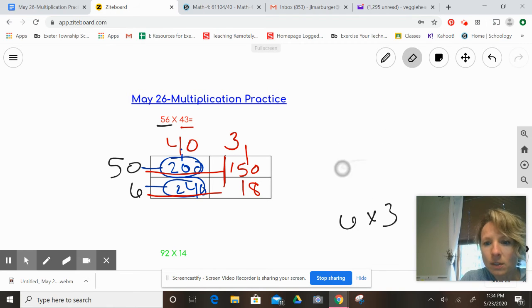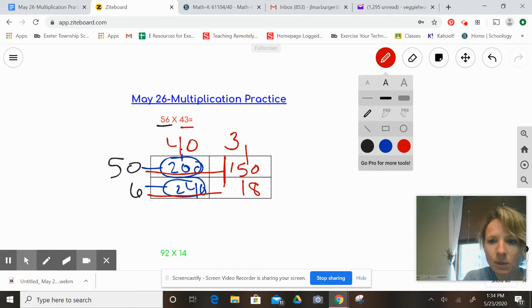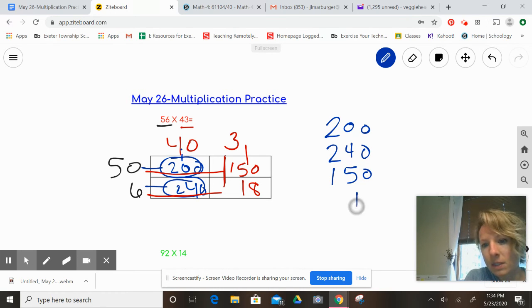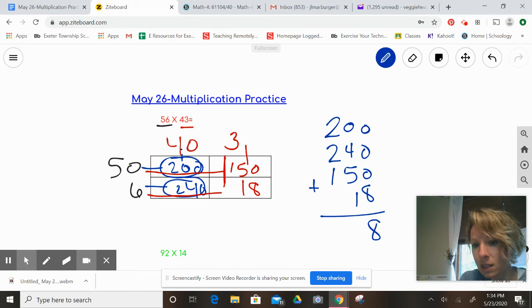So then what we have to do is come over along the side, and we're going to figure out what that is. I'm going to add that all together. So we have 200 plus 240 plus 150 plus 18. You always have to make sure that you're lining it up correctly. So remember we start in the ones. 0 plus 0 plus 0 plus 8 is 8.